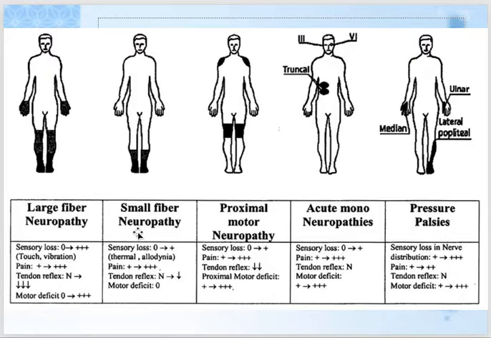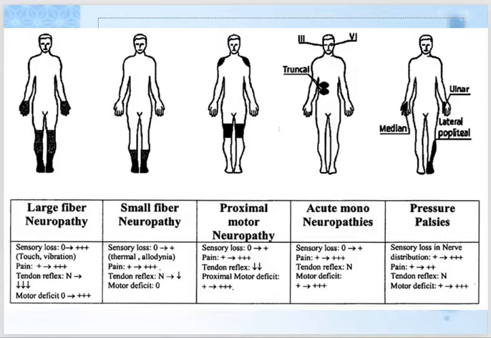So when we take the history, I will tell you the causes of these peripheral neuropathies, and when we do the examination, we see the distribution, and we want to see what type of sensations are lost or what type of weakness is there, to reach some conclusion about what kind of neuropathy the patient has. Peripheral neuropathies are very common, and they can be a result of many conditions.